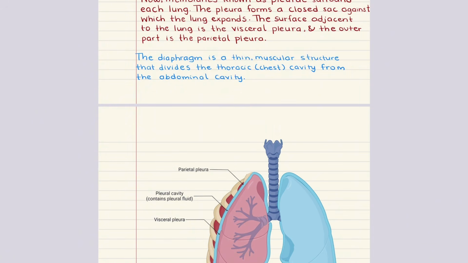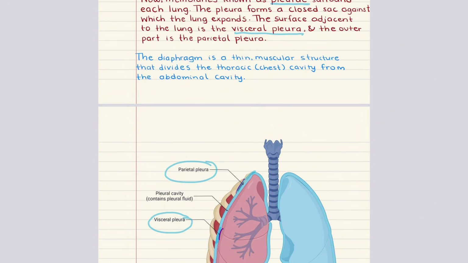Each lung is surrounded by a set of membranes called the pleurae. These pleural membranes form a closed sac that the lung expands against during breathing. There are two layers here: the visceral pleurae, the inner layer that's directly attached to the surface of the lung, and the parietal pleurae, which is the outer layer that lines the inside of the chest wall.